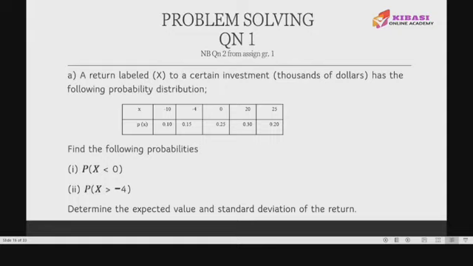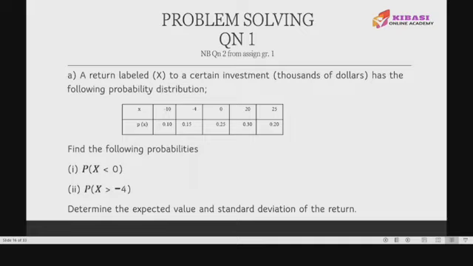We have question this. I refer this from group assignment 1, question number 2. Also, I take some examples from class. A anasema a return label x to a certain investment $1,000 has the following probability distribution. Tumepewa distribution hii hapa, tuna x then tuna probability za x na -10, -4, 0, 20, 25. Then we have 0.10, 0.15, 0.25, 0.30, 0.2.